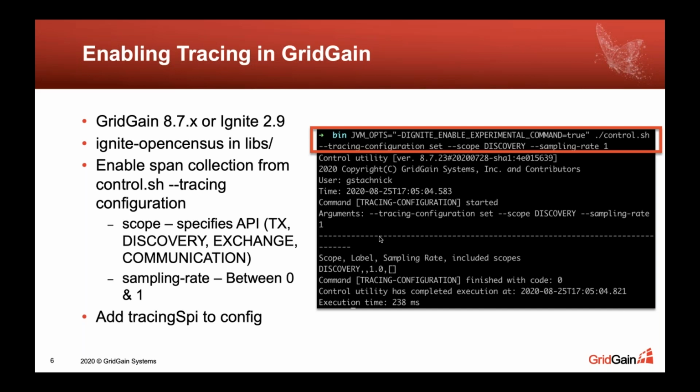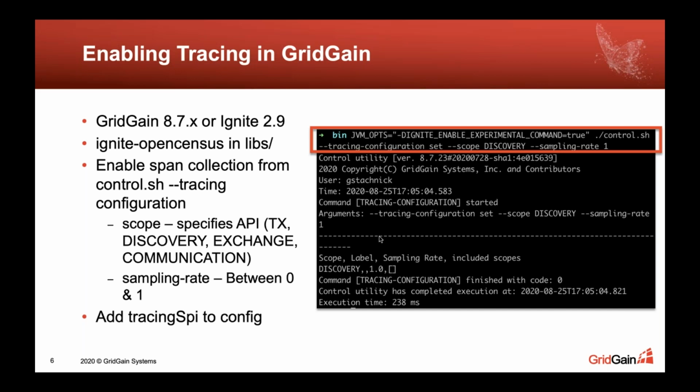And that ranges between 0 and 1. And you can have decimals basically to describe like a percentage in between. So 0 means that we will not collect any spans. And 1 would mean that we would collect spans for every call of that specific scope. So you probably wouldn't keep your sampling rate at 1 for a very long time, because that would mean that you're collecting spans for every execution of, say, transactions or every time a discovery event occurs.